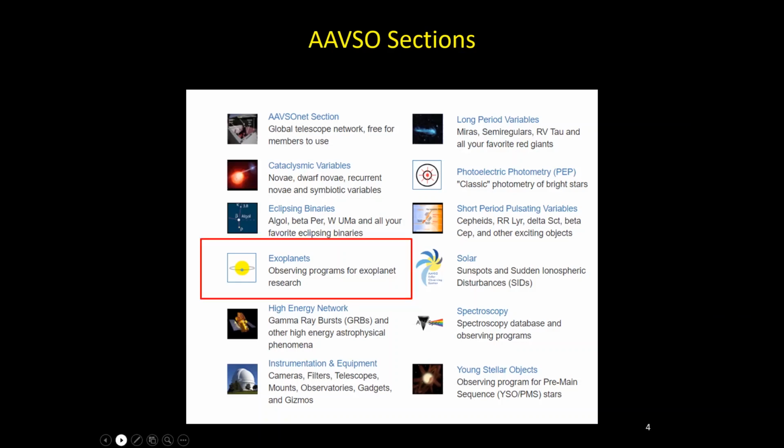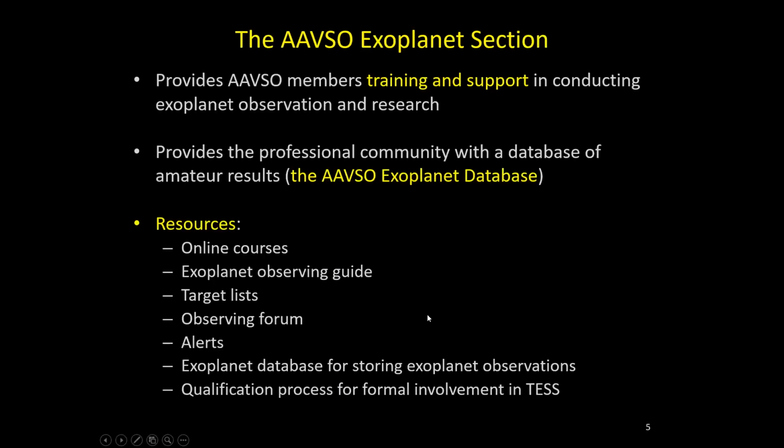Next section. And in particular, the exoplanet section. The section provides training and support for conducting exoplanet observations. And again, these can be done with backyard telescopes. We have some observers with as small as 4-inch telescopes doing exoplanet observing. We have a database for storing our observations for long-term archiving, and other resources include courses that we offer online, an observing guide, target lists, alerts, and so on.